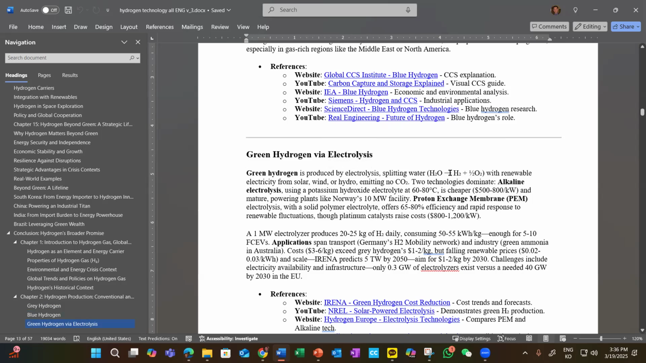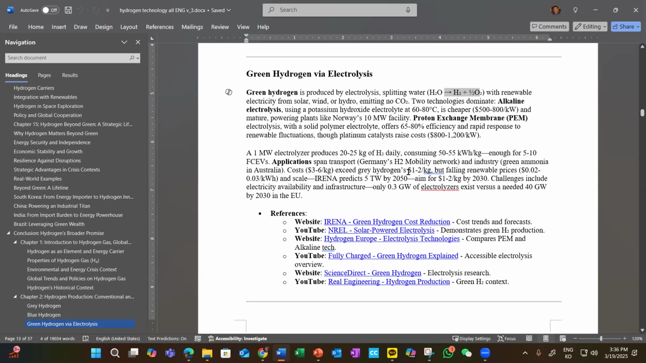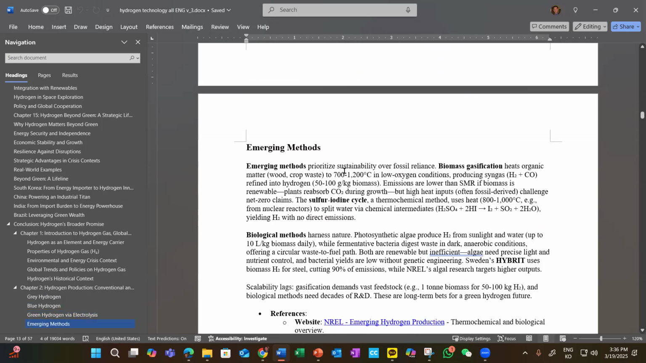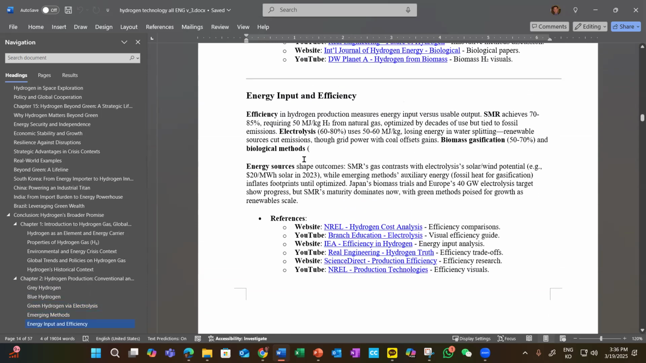And from here to these, we need energy. So we have to put a lot of energy required to split H2O into H2 and O2. And depending on the methodology, we have different PEM and alkaline methodologies. And the emerging method means that there are several different methodologies, and also it is important to understand the energy input and output and efficiency and initial investment.